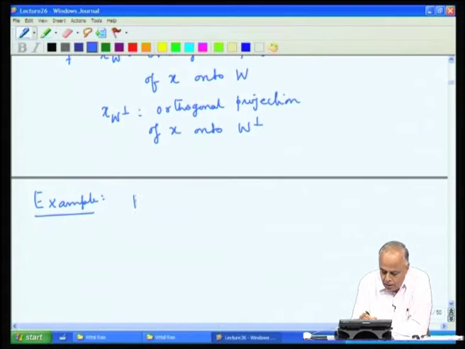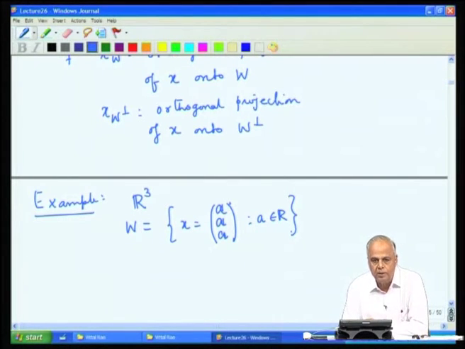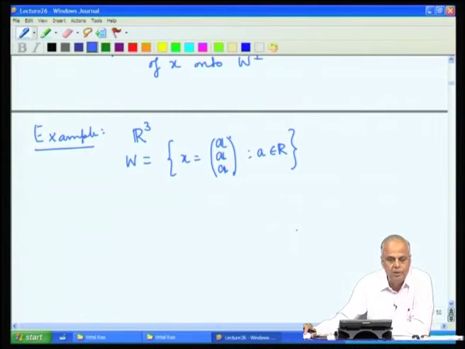Let us consider R3 and consider the subspace W, which consists of all vectors of the form (A, A, A), where A belongs to R. That is, it is the subspace consisting of all those vectors which have all components equal to each other. The first component is A, second component is A, and third component is A. So, it is the collection of all vectors which have all components equal to each other.